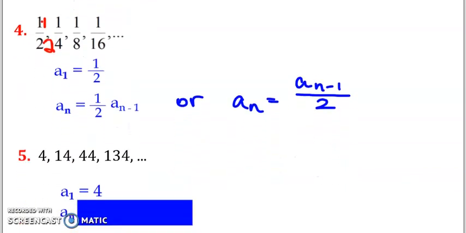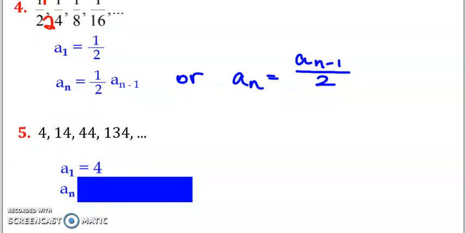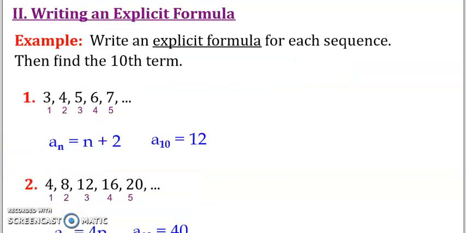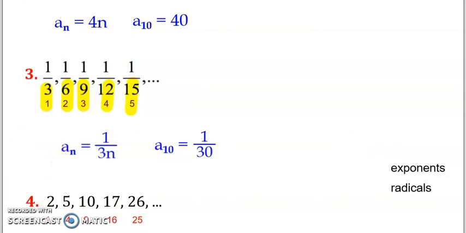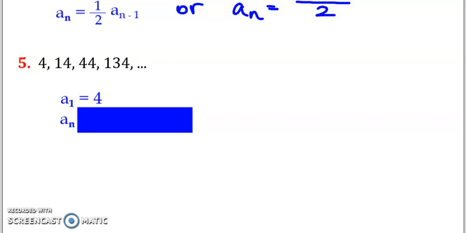All right. Let's see, 4, 14, 44, 134. Whew, what are we doing to this one? How do I go from a 4 to a 14? And then a 14 to a 44. Looks like I'm adding 10, then I add 30, then I add 90. Interesting. So we have to figure out what are we doing to each term. It's not a consistent pattern, right? So remember what I said before? If it's not a consistent pattern, maybe look at exponents or radicals. Maybe we're squaring them or raising them to the third power. What's happening here?